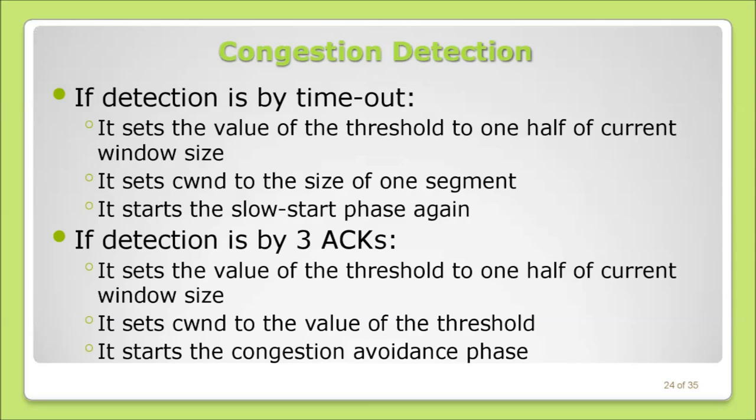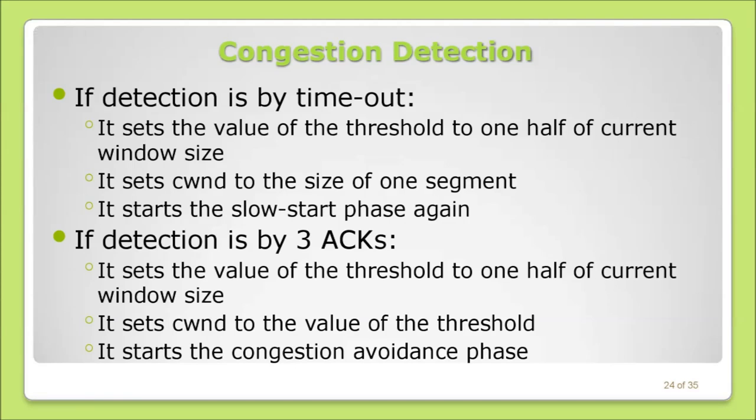Congestion detection. So dear students, over here there is a more detailed discussion of the previous slide. There are 2 points: if detection is by timeout, and the second main point, if detection is by 3 acknowledgements. First of all, we will discuss timeout. Point number 1, it sets the value of the threshold to 1/2 of the current window size. There are 2 concepts over here: first is threshold and second is window size. If the total window size is 8, the threshold will be 4.